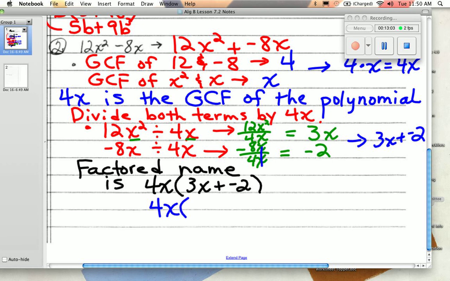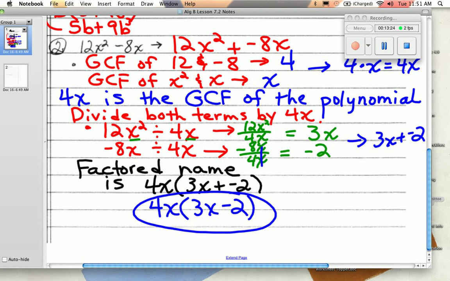4x times 3x, subtract 2. 3x subtract 2. I didn't do that. Here's our final answer. You didn't get that? No, but I got the right answer. How do you know you got the right answer? Because it equaled what was on top. Because it multiplies out? Yeah. Okay, what answer did you get, Jesse?